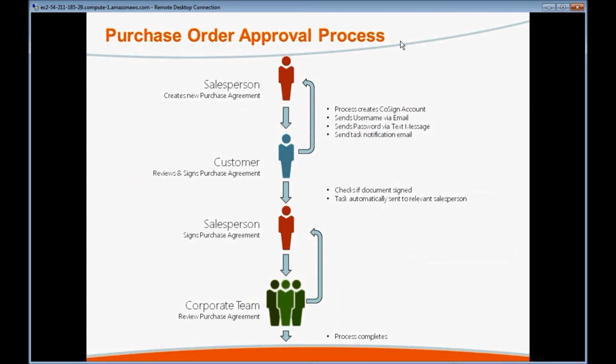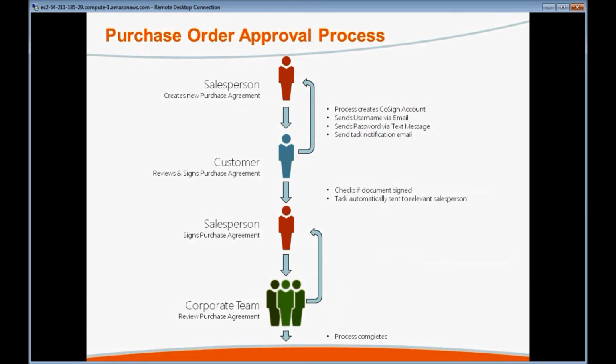We're going to walk through a purchase order approval where we'll have a salesperson who's going to create a new purchase agreement. There's a number of things that's going to happen behind the scenes that K2 is going to handle from an automation perspective. The first thing is we're going to check to see if that user has an account inside of CoSign. If it does not, we're actually going to send an email. So we're going to separate the security of this. We're going to send an email that says here's your username, and then we're going to send a text message with that extra password.